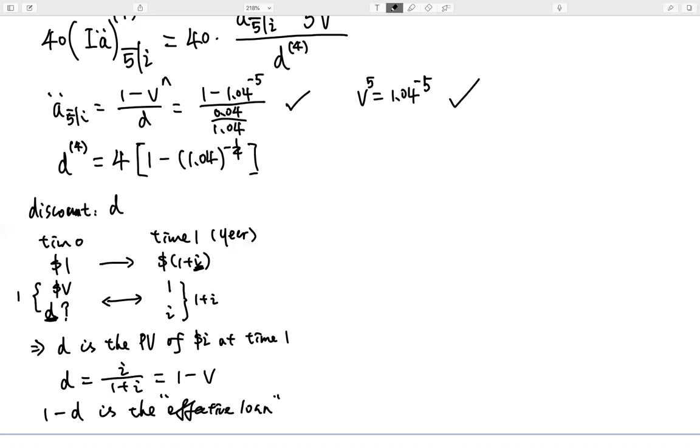You are trying to borrow 1. 1 is the nominal loan, okay? But you don't walk out from the bank with $1 in your pocket. Instead, you only have 1 minus d in your pocket because you have already used d dollars to prepay the cost of borrowing $1 for 1 year. So that is the complete story of discount.